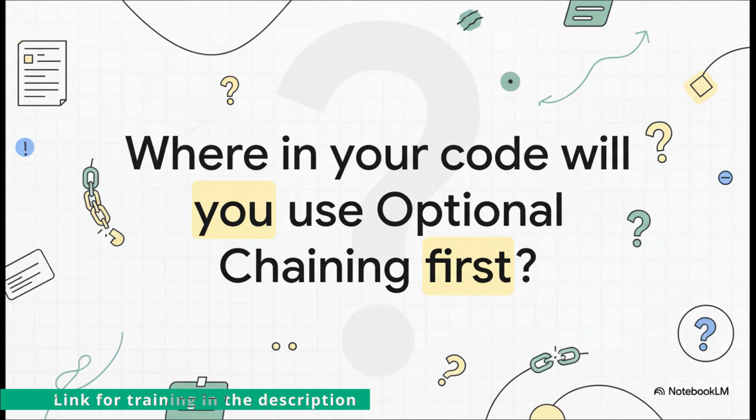And that's optional chaining. It's such a simple, powerful tool that can make your code so much cleaner and more resilient. So the real question is, now that you know exactly how it works, what's the first place in your own code where you're going to go use it?